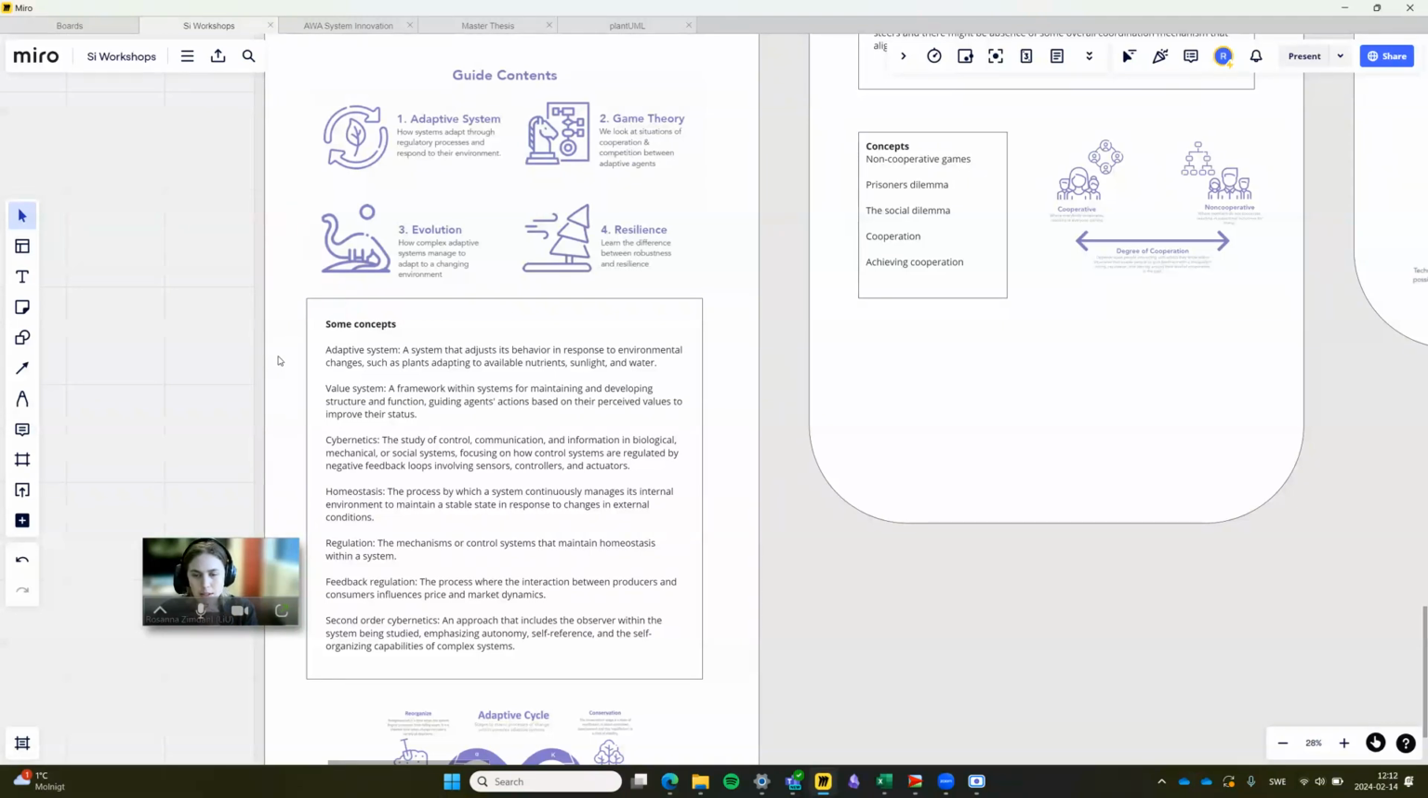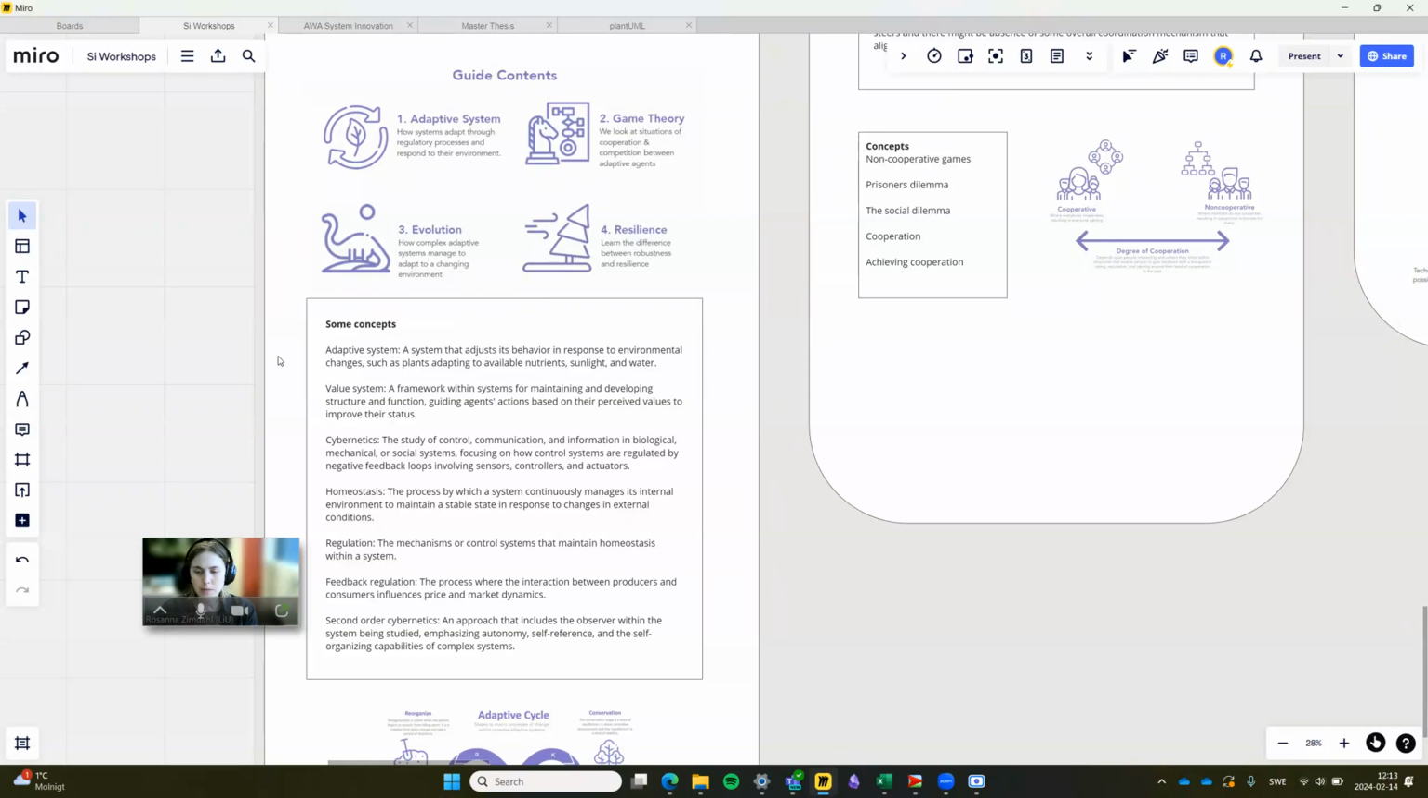And homeostasis, that is a stable condition where the system tries to be stable to manage changing circumstances. Regulation is the concept that keeps the system in its stable state. And feedback regulation is like an interaction between the different systems or agents in the system.